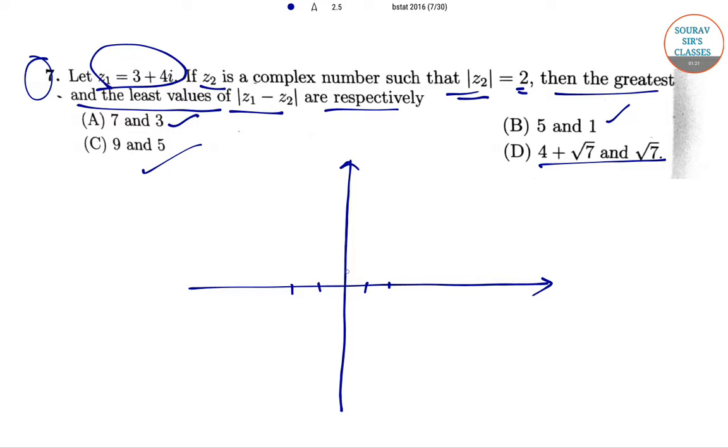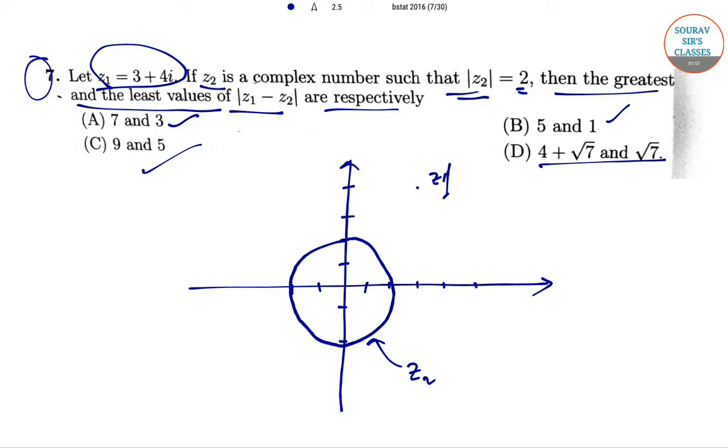So if this is the circle, mod of Z2 is basically represented by this circle. Okay, this is the circle. Now we have been given the other point, which is Z1 equal to 3 plus 4i. Now 3 plus 4i is basically the point, this is the point 1, 2, 3. This is the point Z1, and this is Z2.